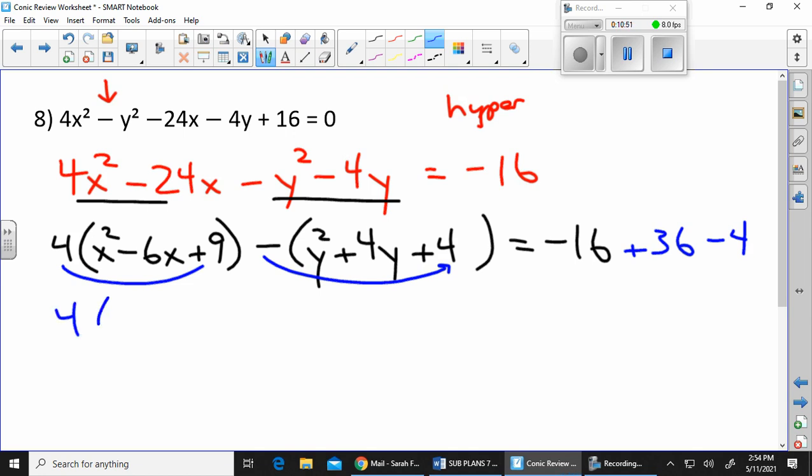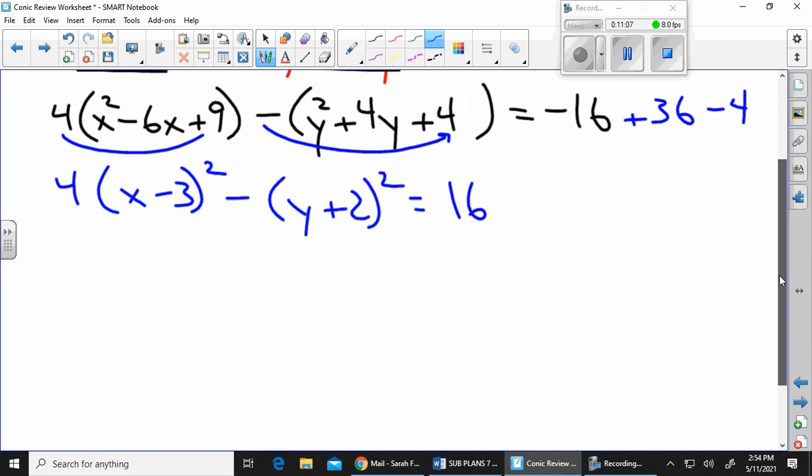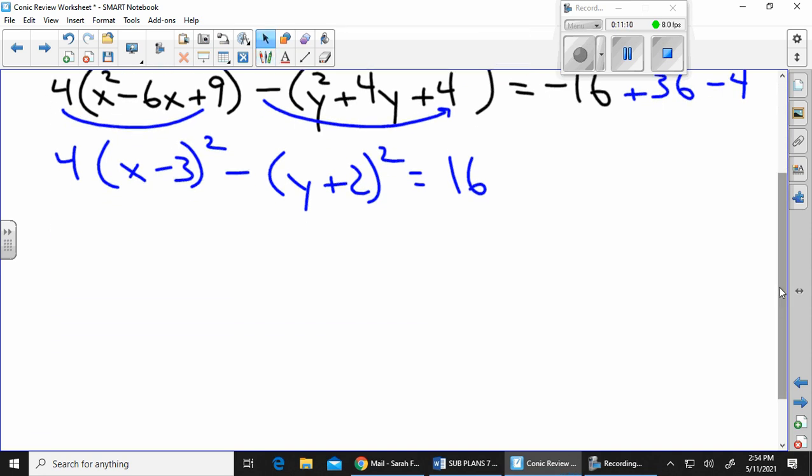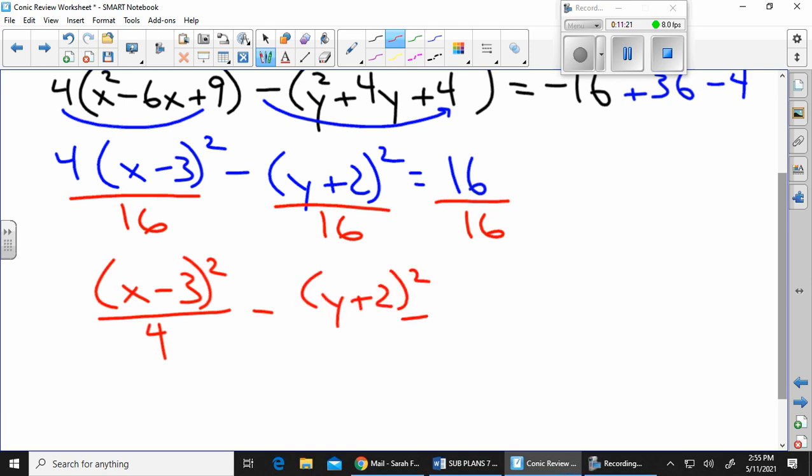So now I got 4 times x minus 3 squared minus y plus 2 squared. And if I do negative 16 plus 36, that's 20 minus 4, I get 16. Not the equation of a hyperbola. Has to be 1. So divide by 16. And that gives me x minus 3 squared over 4, y plus 2 squared over 16 equals 1.